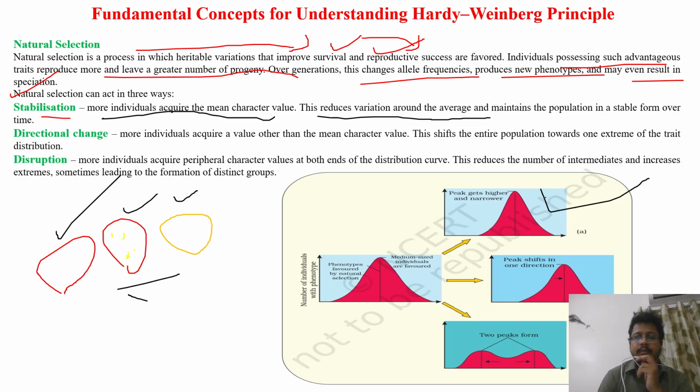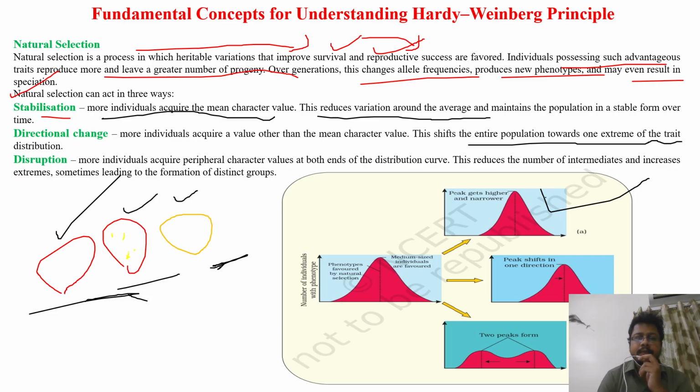So this type of natural selection is called stabilization. There can be another form of natural selection where this red population can be favored, or the yellow population can be favored. This is where extremes are favored. So this is a directional change. More individuals acquire a value other than the mean character value. This shifts the entire population towards one extreme of the trait distribution.